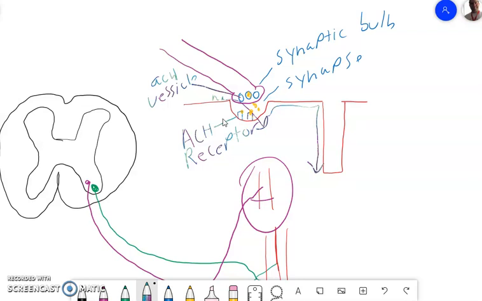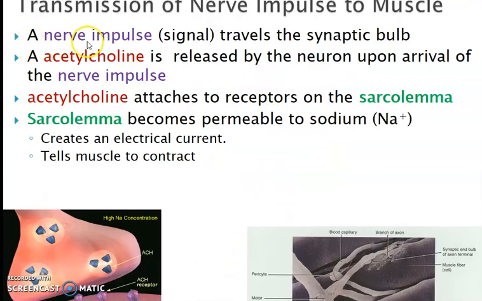So again, you have an electrical current called an action potential going down the axon. And it releases this neurotransmitter. The neurotransmitter binds, lets sodium in, creates another action potential that goes along the sarcolemma down the T tubule. So here's that slide. A nerve impulse travels to the synaptic bulb, releases acetylcholine, and that acetylcholine attaches to receptors. It lets sodium in, and this creates an electrical current. You'll learn more about how and why in physiology, and this is going to tell the muscle to contract.